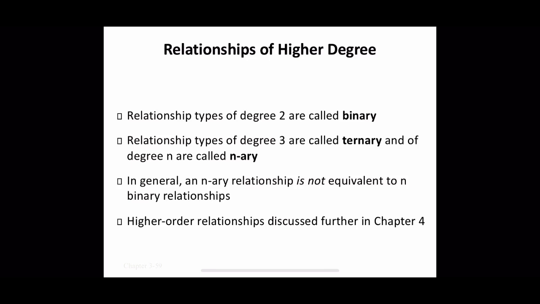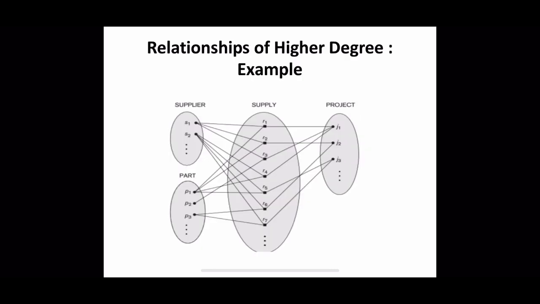Ternary means 3 different entity types participate in the relationship. Like that we can have an n-ary relationship also. That means n different entity types participate in the relation. So see an example of a relation which is of degree 3. The relationship type supply connects 3 different entity types: supplier, parts and project.